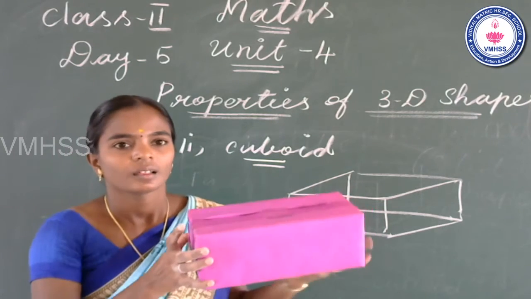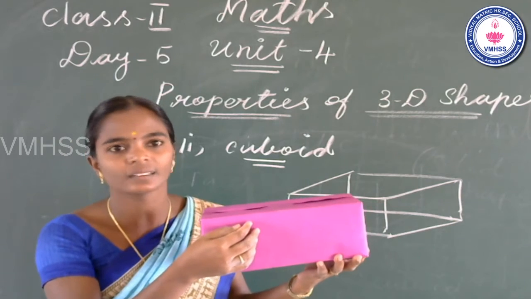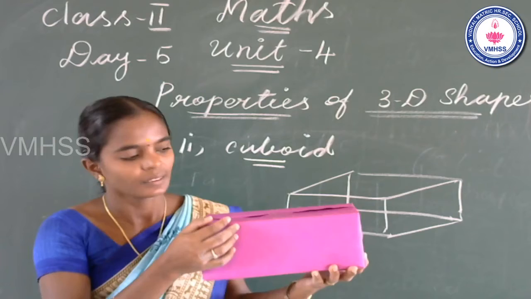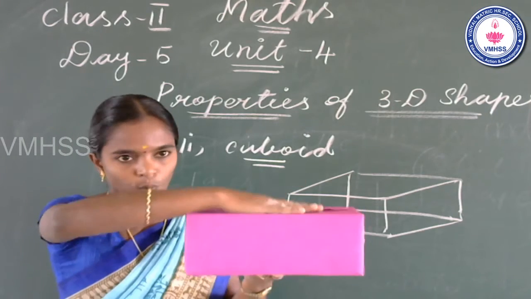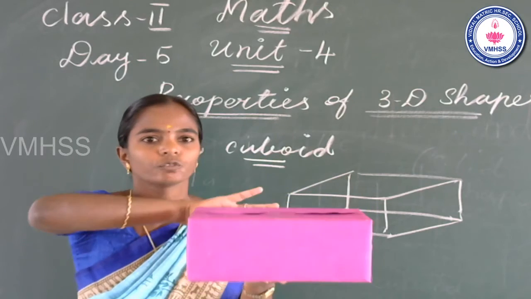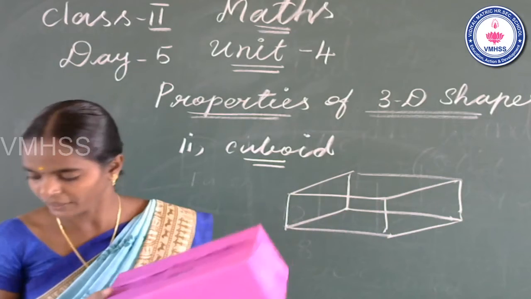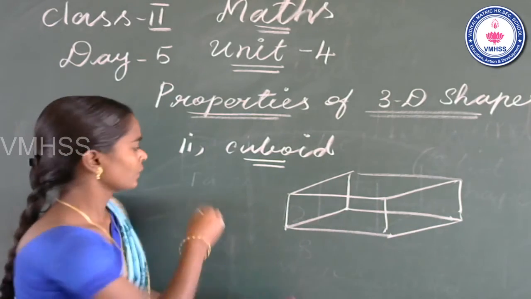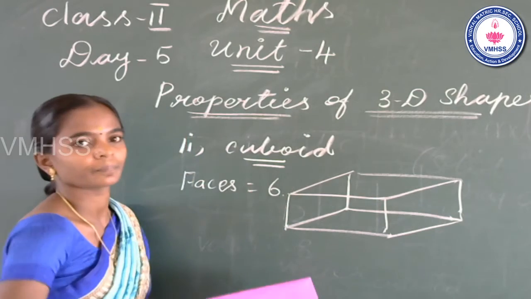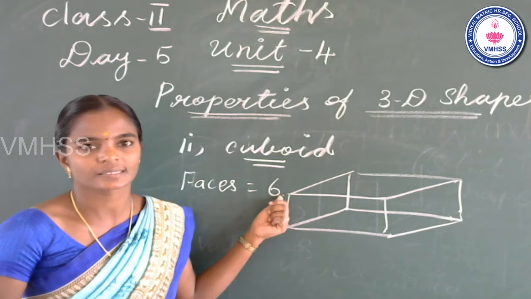Children, look at the cuboid. So 6 faces are rectangle faces. Children listen here. 1, 2, 3, 4, 5, 6. So number of faces 6. Faces is equal to 6. So 6 faces are rectangular faces.